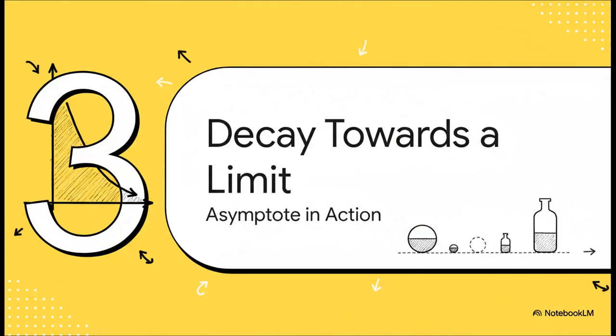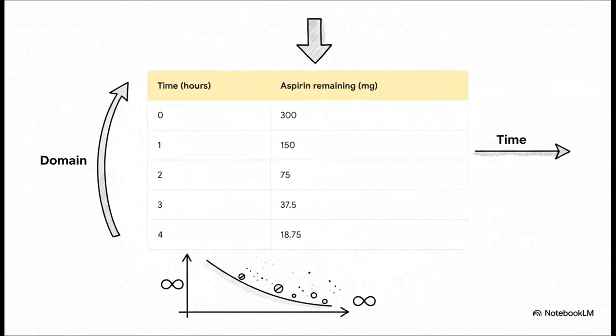Okay, so let's see this whole asymptote thing in action with a real-world example. This idea of approaching a limit is literally everywhere, especially when you're looking at things that decay over time. Imagine you take 300 milligrams of aspirin. Your body starts to process it, and let's say the amount gets cut in half every single hour. So after 1 hour, you're down to 150 milligrams. After 2 hours, 75. Then 37.5. Notice the pattern? The number keeps getting smaller and smaller, but it's never going to be negative, right? It's always a positive amount.